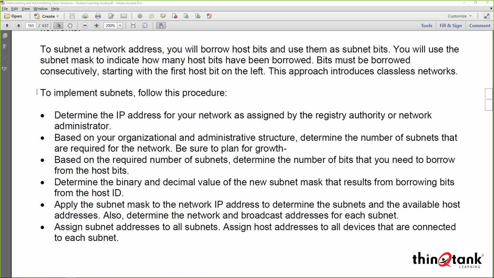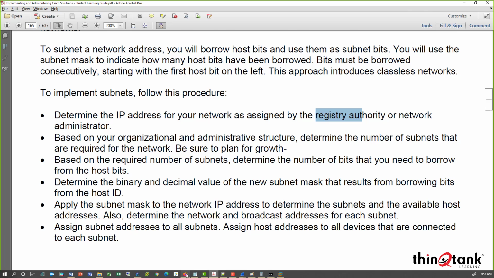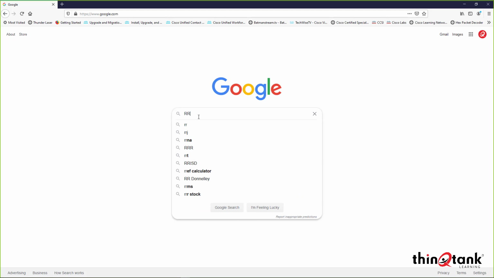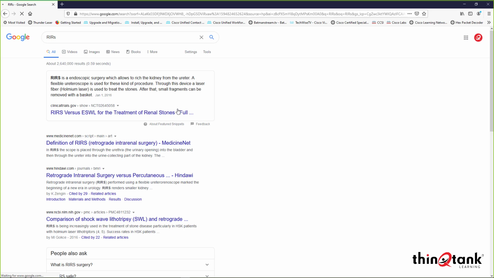So to implement subnets, follow the procedure. Determine the address of your network, the IP address for your network as assigned by the registry authority. Let me talk about that real quick, because this assumes, of course, that you're talking about publicly routable addresses, but there are 5 regional internet registries that exist globally.